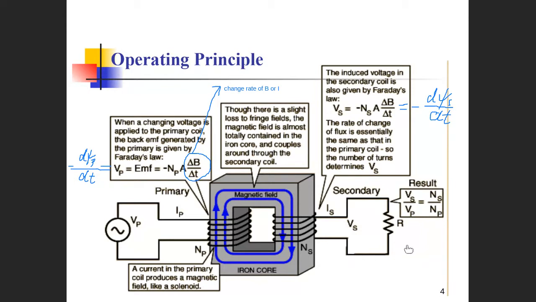As a result, because the flux linkage at the primary and the flux linkage at the secondary are proportional to their own turn numbers of coils, the primary voltage and the secondary voltage are linked by the ratio of the primary turn number and the secondary turn number. So this is the principle.